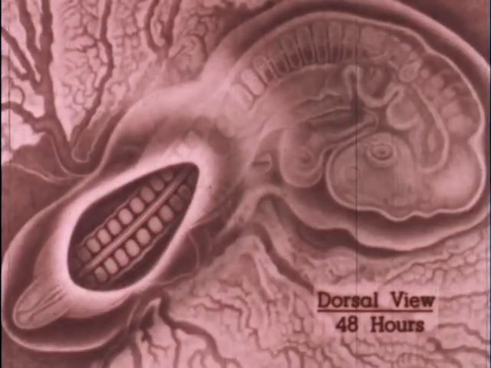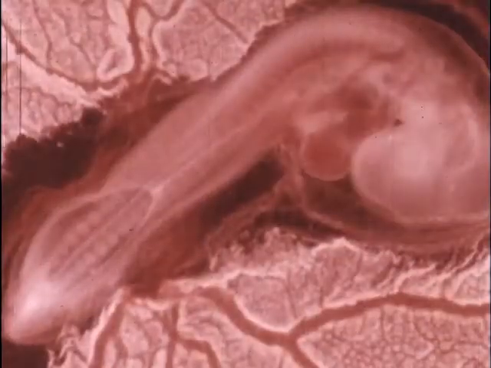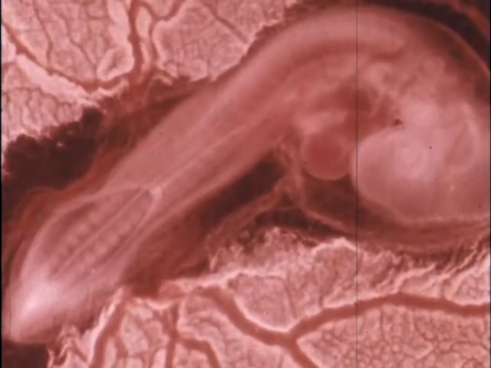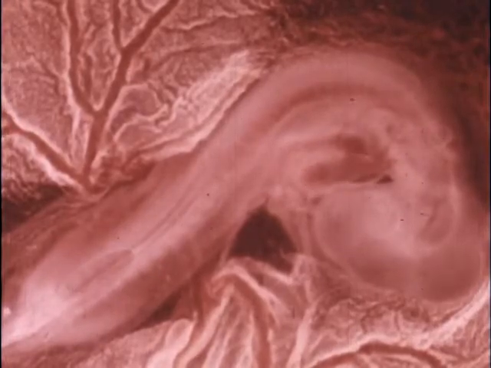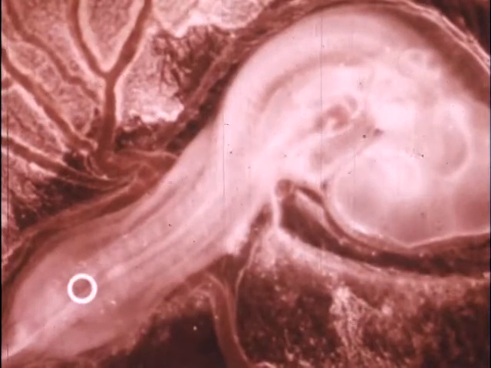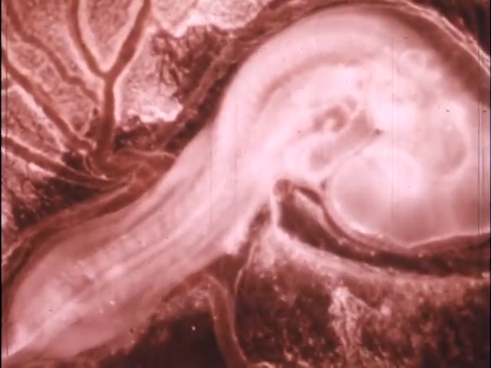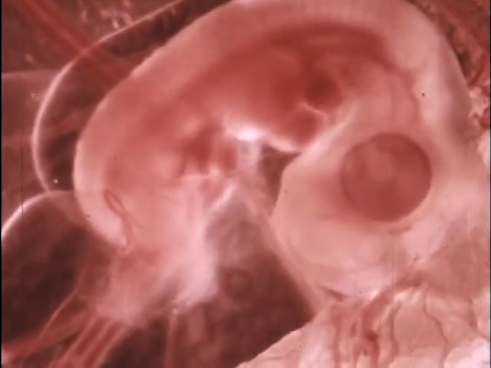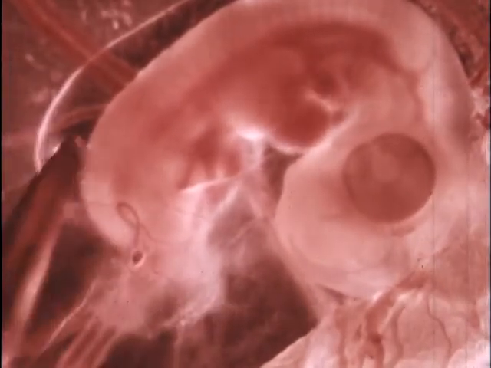The head, tail, and lateral folds continue to develop. The folds ultimately converge at a common point, the seroamniotic connection. The embryo is now encased in two sheets of somatopleure. The outer somatopleure is the chorion, the inner somatopleure, the amnion.